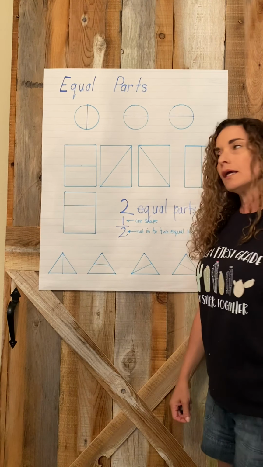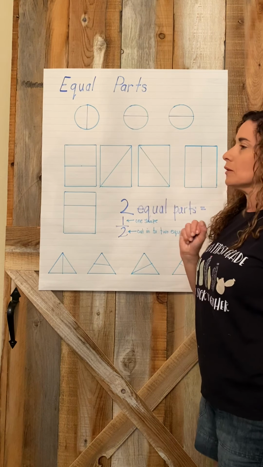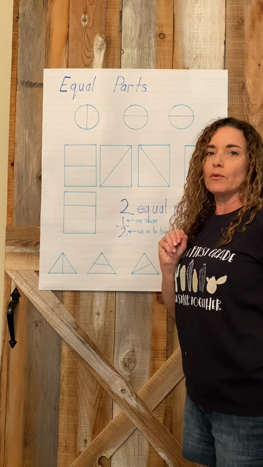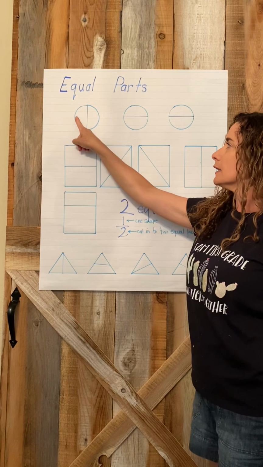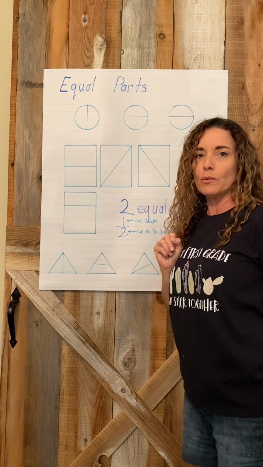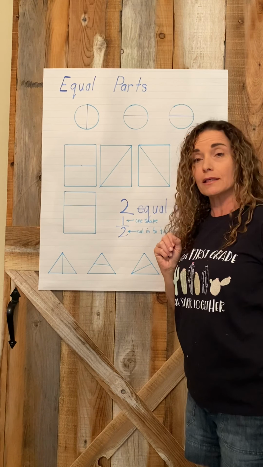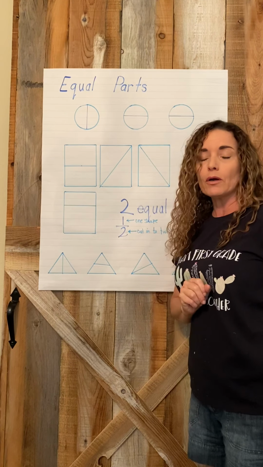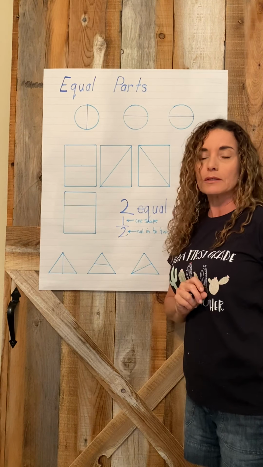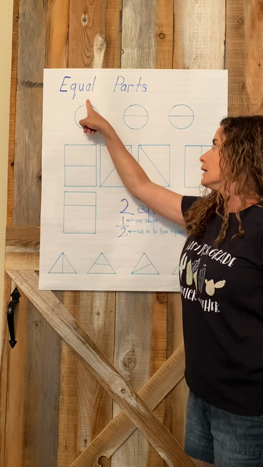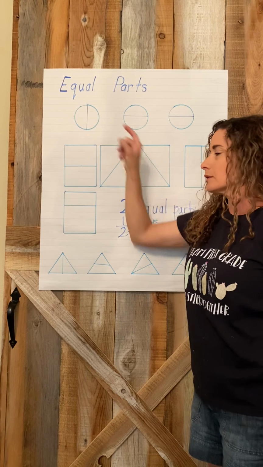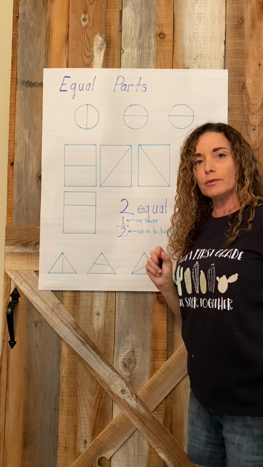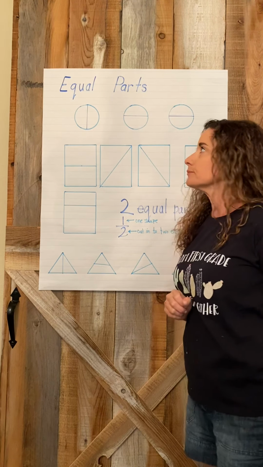Okay, so equal parts. Equal parts means that it's the same on both sides, okay? So we have this circle, we cut it in the middle. It's got two pieces. It's like if you wanted to share a cookie with one of your friends and you don't want him to have a bigger part and you don't want to take a bigger part because that wouldn't be fair. So you need to cut it in half or make two equal parts. 1/2 and two equal parts means the same thing.